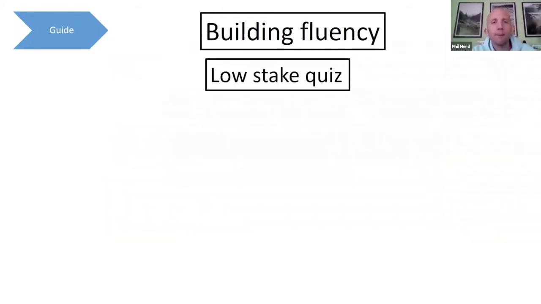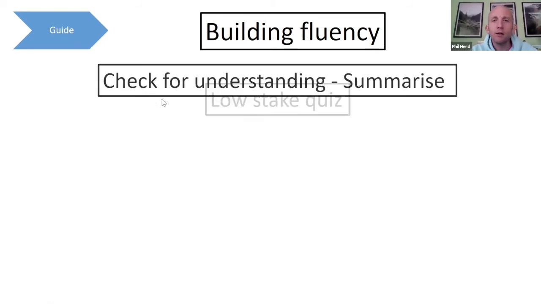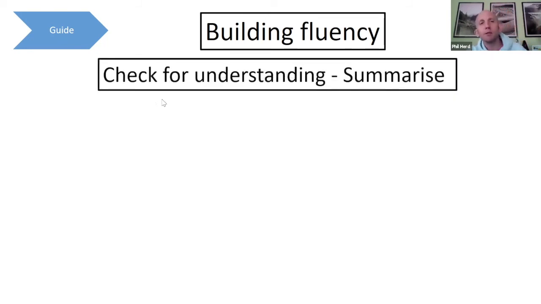Okay, the final way that we might guide the children's learning, well, there's a couple, and we need to build in fluency. Now, one way of building in fluency is low stakes quizzing. I'm not going to mention that again, but obviously we had Socrative at the start. So just low stakes quizzing to help build fluency. But another way we can build fluency is to check for understanding by asking the children to summarize.